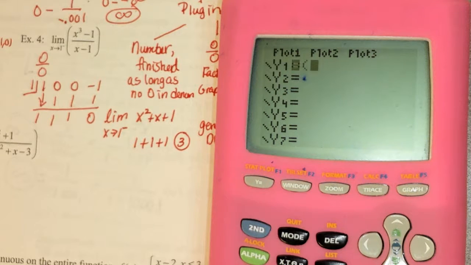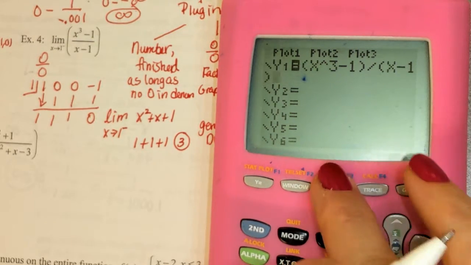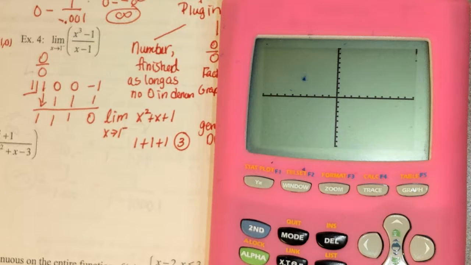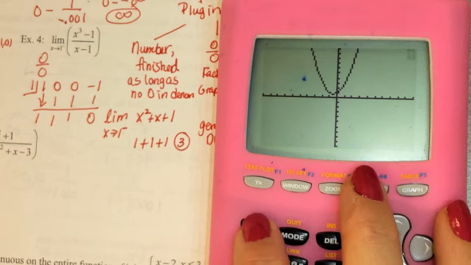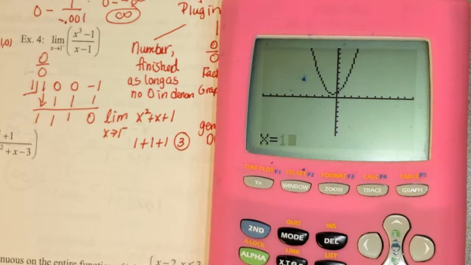I'm going to type it in. We've got x to the third minus 1 divided by x minus 1. We're going to do a zoom standard, and here's the way the function looks. I want to plug in 1, so I go to second, calculate a value when x is 1.